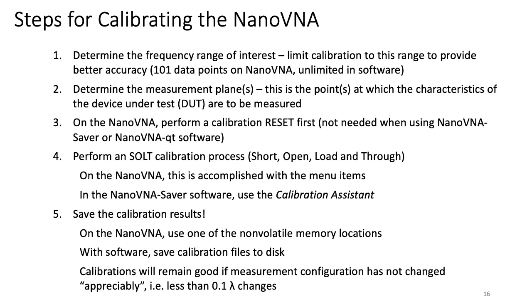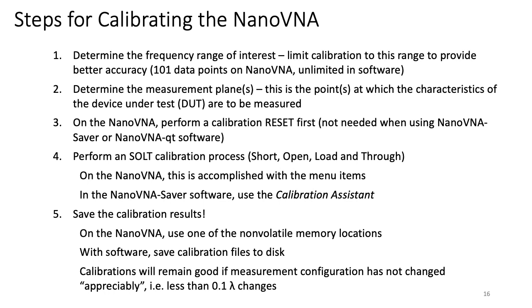The second step is to determine the measurement plane. This is the point where the characteristics of the device under test are to be measured. So if I have an antenna and I want to look at the effects of the antenna alone and not the cable leading to the antenna, then I want to have the measurement plane at the far end of my cable. And by that I mean I'm going to do a short open load calibration at the end of the cable where it attaches itself to the antenna. If I want to look at the performance of the entire system, including the coaxial cable, then I might want to perform a calibration with the measurement plane at the input to the coaxial cable. We'll see more of that as we go along.